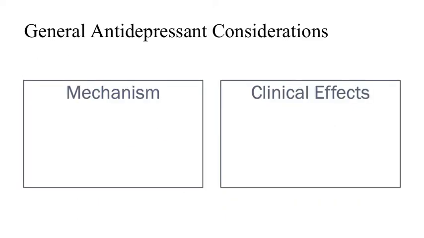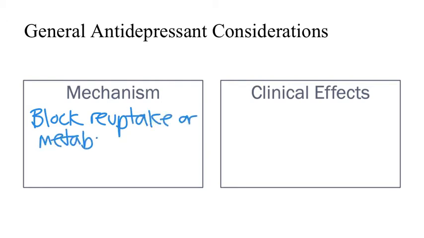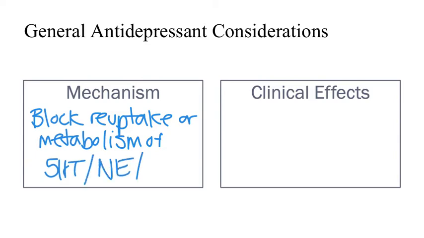Let's talk about some of the general antidepressant considerations. First is their mechanism of action. I've already stated this several times, but again, to be very explicit, all antidepressant drugs block some combination of presynaptic reuptake or metabolism of norepinephrine, serotonin, and dopamine. It's important to note that with antidepressant drugs, their clinical effects are to alleviate the symptoms of depression. They don't cure depression, they merely eliminate symptoms.